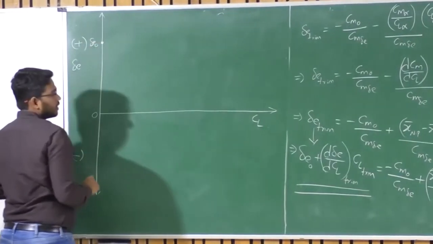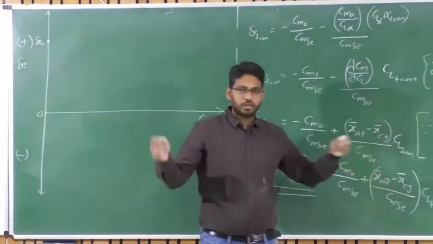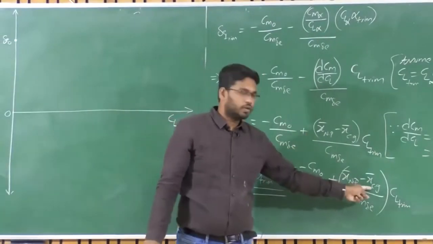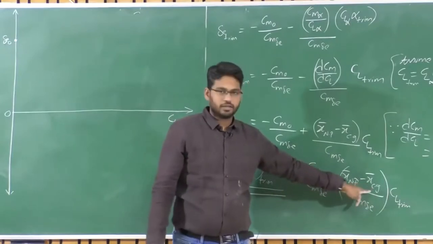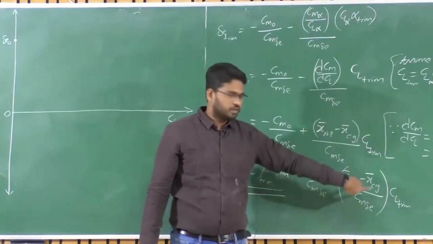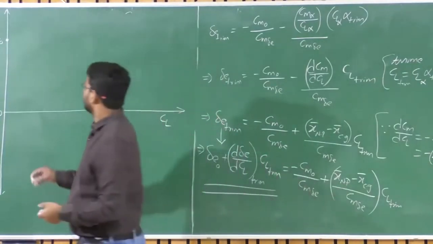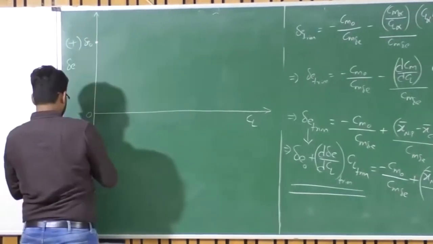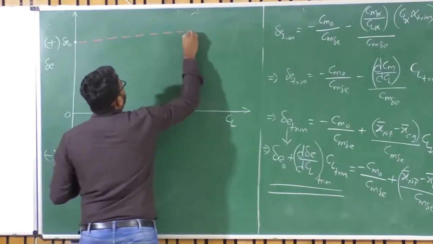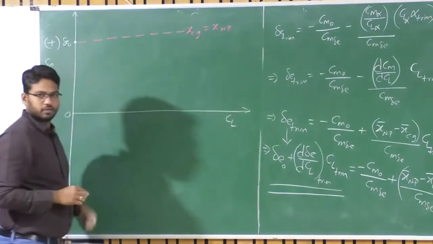So this is positive, and for a given CG location, for the same UAV, that means you have placed the weights and distributed all other components in such a way that the CG results in this XCG, right? For that particular CG location, XNP minus XCG upon CM delta E is negative, so the slope is negative here, for example. So delta E naught corresponds to what? If XCG equals XNP, it is a neutrally stable condition.